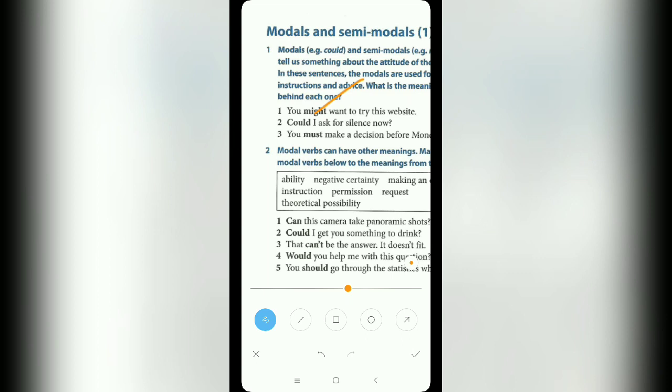Now students will understand what is the meaning of could. The sentence is, could I ask for silence now? So what does could explain? Could is used when the speaker is requesting action. It shows that the listener has some choice about whether to act in the way the speaker wants. So this is when could is used. I hope could is also understood by you.